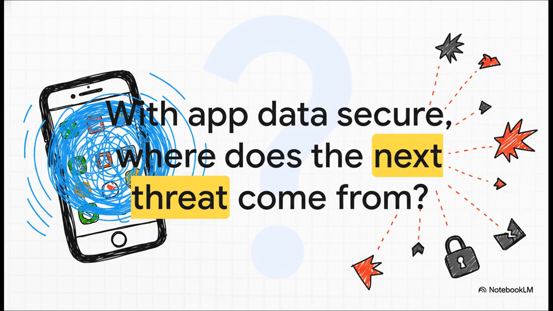So, we've seen how Intune can totally lock down the application layer, and that's a massive leap forward. But it does leave us with one last question to chew on. Now that our app data is secure, where should we be looking for the next threat?